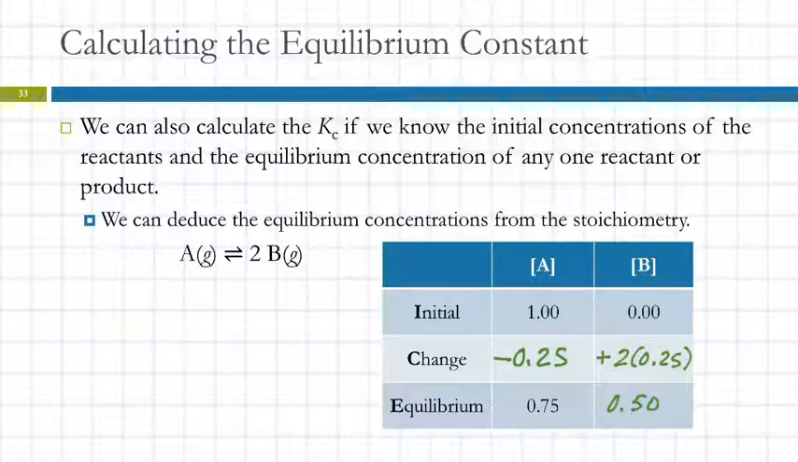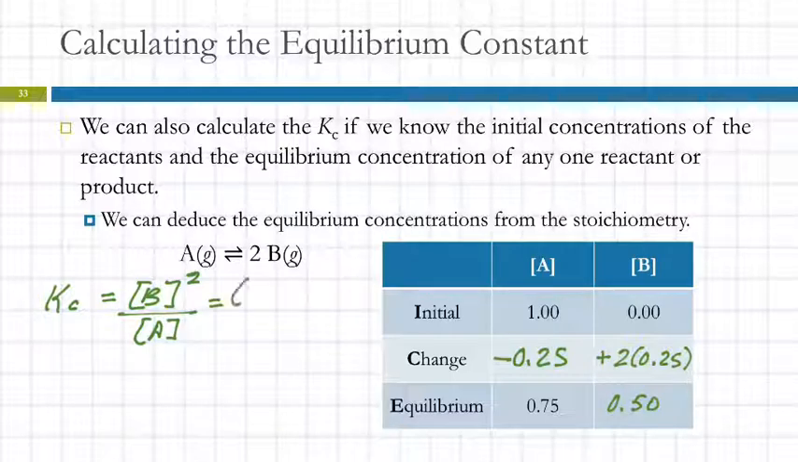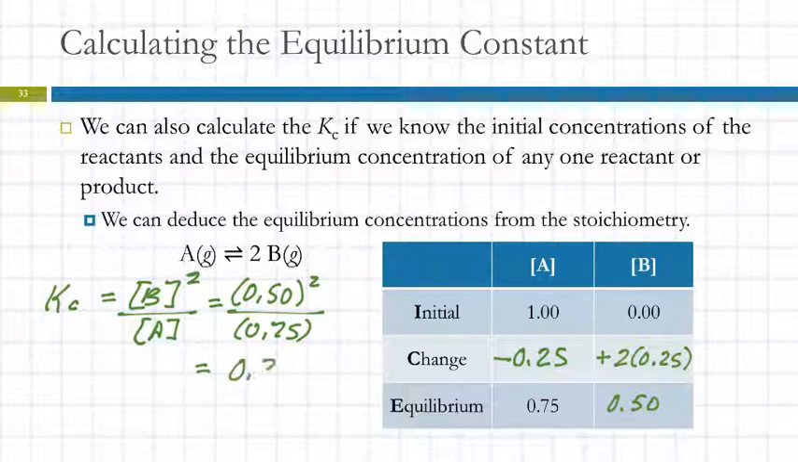Now I know the concentrations of all the reactants and products. I can plug those into the equilibrium expression and calculate the constant. So Kc for this is going to be the concentration of B squared divided by the concentration of A. So I put my numbers in. I've got 0.50 squared divided by 0.75. I get 0.33 repeating. Any questions?